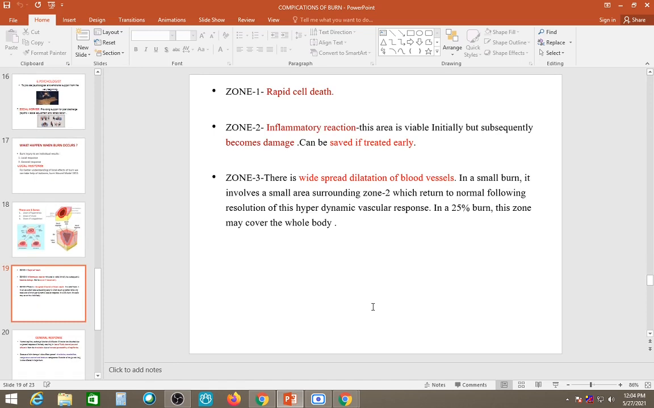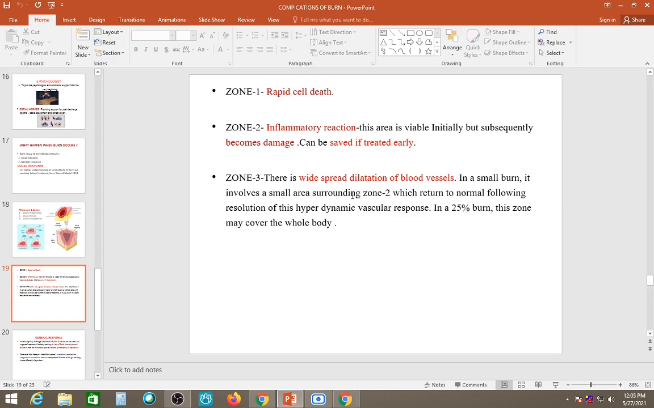In the second slide, zone 1 is cell death. Then zone 2 is inflammatory reactions. This area becomes damaged. Once the inflammatory reaction occurs, the skin will become damaged, and if we treat early, then that part can be saved. Instead of taking the healing role, it goes into the cell damage, then the inflammatory process, then it becomes damaged, then there will be more infections. Instead of taking the healing process, if it goes this way, it will be complicated.